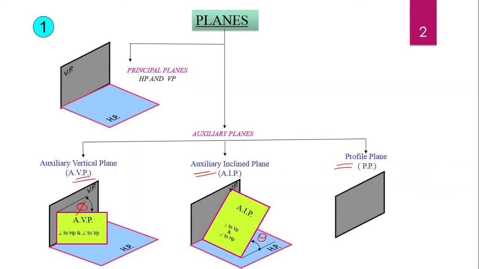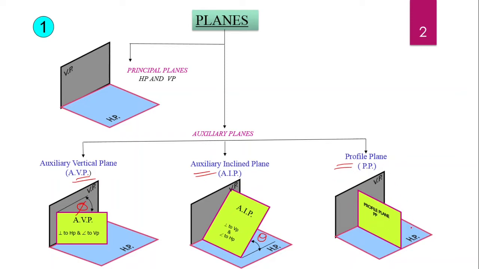Finally, profile plane. Profile plane is a plane which is perpendicular to both HP and VP. These are the different types of planes. While we are considering the concept of orthographic projections, ortho means perpendicular. Orthographic projection is a projection of different objects in mutually perpendicular planes. HP, VP and PP are mutually perpendicular planes.